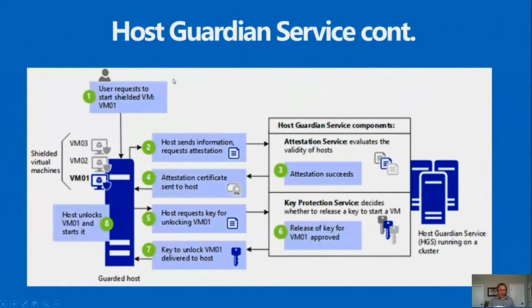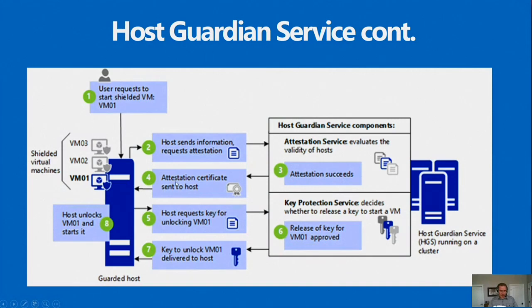And this is the steps that the host guardian service takes to validate that. So you can see in step 1 up at the top, the user requests to start a shielded VM, and the guarded host, which is our Hyper-V server, is going to look in step 2 and send information to request attestation. And over on the right-hand side, you have the guarded host service running on a cluster. So there's a 3-node cluster there. The attestation service evaluates the validity of the host and sends an attestation success back to Hyper-V.